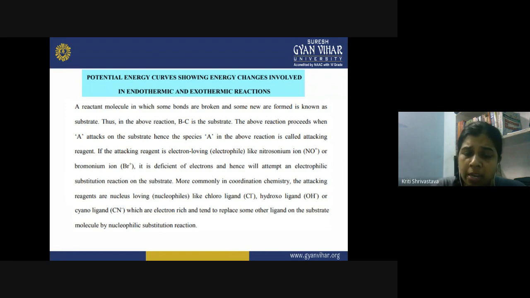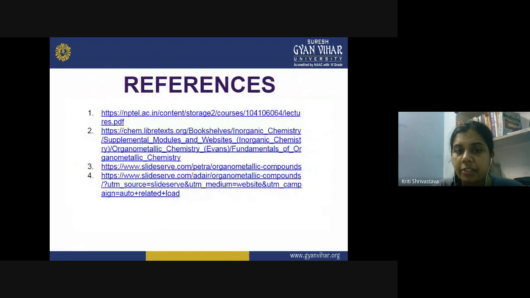Then, commonly in coordination chemistry, the attacking reagents are nucleus loving. Nucleus loving means they have an excess of electrons, and they want to give them to some positively charged species. They are looking for some nucleus, and that is why they are called nucleophiles, like the chloro ligand, hydroxo ligand, and cyano ligand. They all contain a pair of electrons, and they want to donate it. They are electron rich, and they tend to replace some other ligand on the substrate molecule by a nucleophilic substitution reaction.